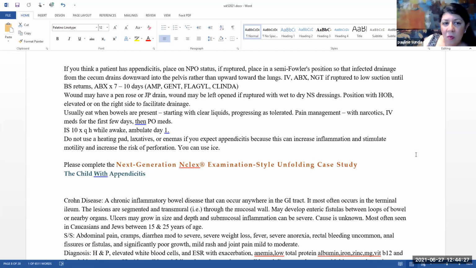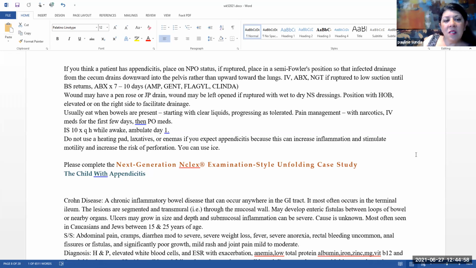You want to position them with the head of the bed elevated or on their right side to facilitate drainage. Usually they can eat once the bowel sounds are present. Typically we start with clear liquids and then progress very slowly as tolerated. For pain management, typically the first couple of days there will be IV narcotics, and then afterwards they will be given oral narcotics and then slowly decreasing to non-opioid medications.